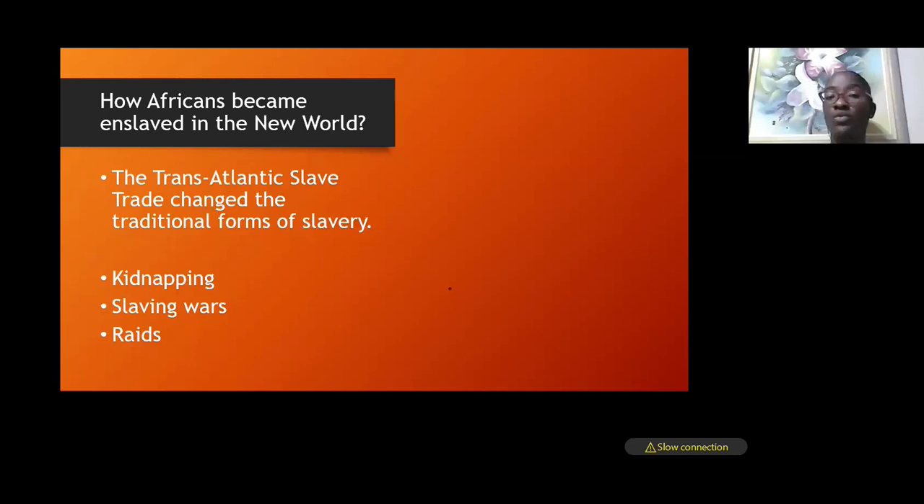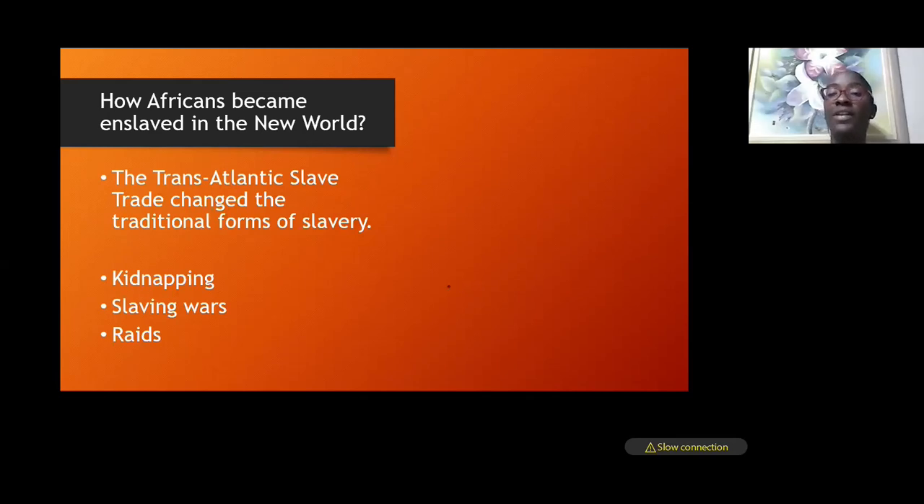Also, we have raids. They would go on raids in villages. And what they would do, when they get to these villages, they would start fires. And of course, if you're in your home, you would run out. Once you run out, persons would be there waiting to capture you. They would then place what they call the Y-shape fork around the necks, two persons at a time. And this would start what they call the coffle.